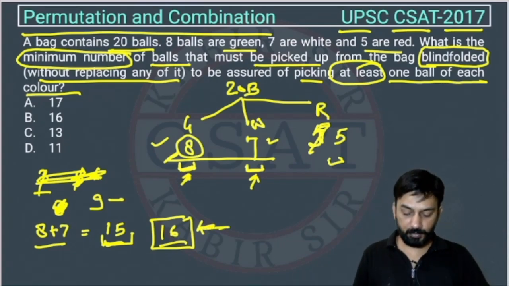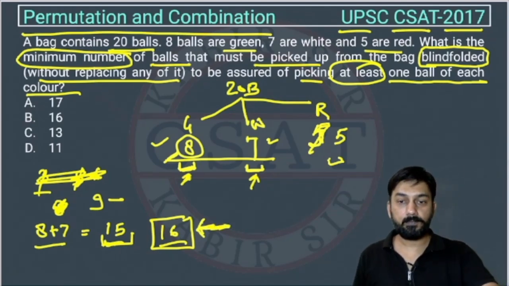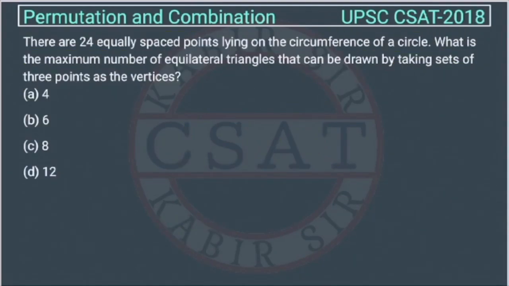So there cannot be any possibility where each type of ball is not getting picked. Okay, so this is a question of the permutation and combination chapter asked by UPSC in the CSAT paper of 2018.